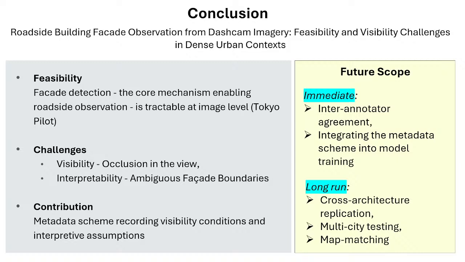The future scope includes how we integrate that metadata with the model training so that we could quantify or analyze the exact impact of using this kind of metadata scheme. And in the long run, we could also test it for multiple cities, and actually see, using map matching, multiple categories of buildings.